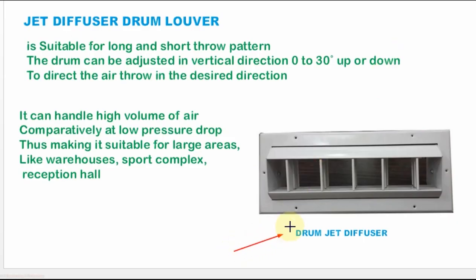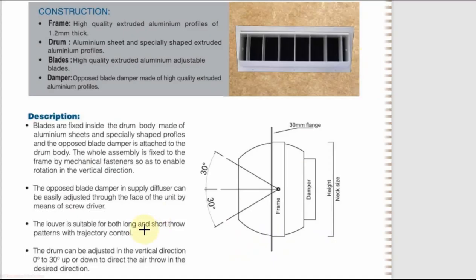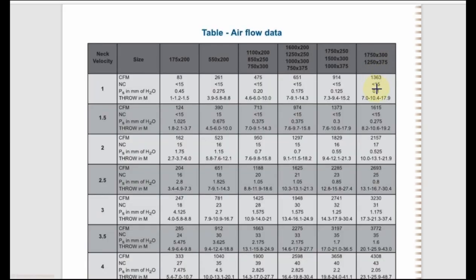Drum type jet diffuser. It is suitable for both long and short throw patterns, and it can be adjusted in vertical direction from 0 to 30 degrees up and down. We use this table to select the drum type jet diffuser. The first column is showing the neck velocity in meter per second, and the top row is showing the sizes for the jet diffuser in millimeter.